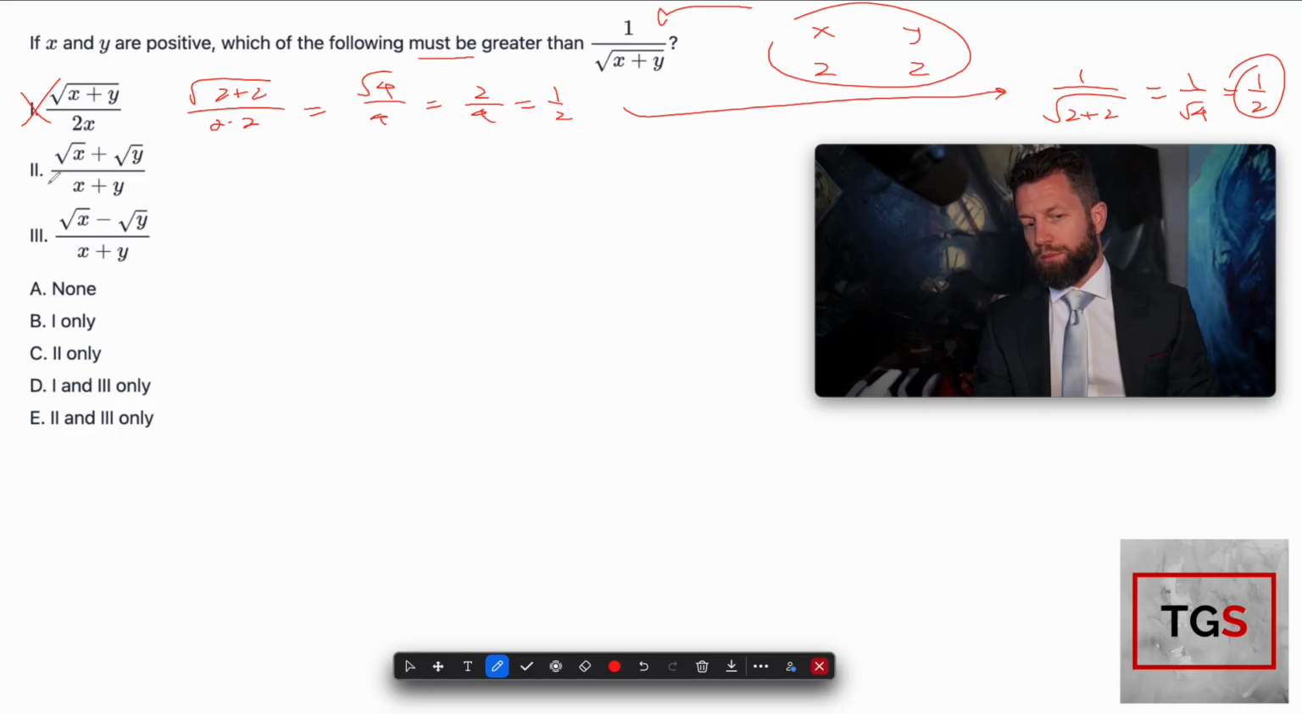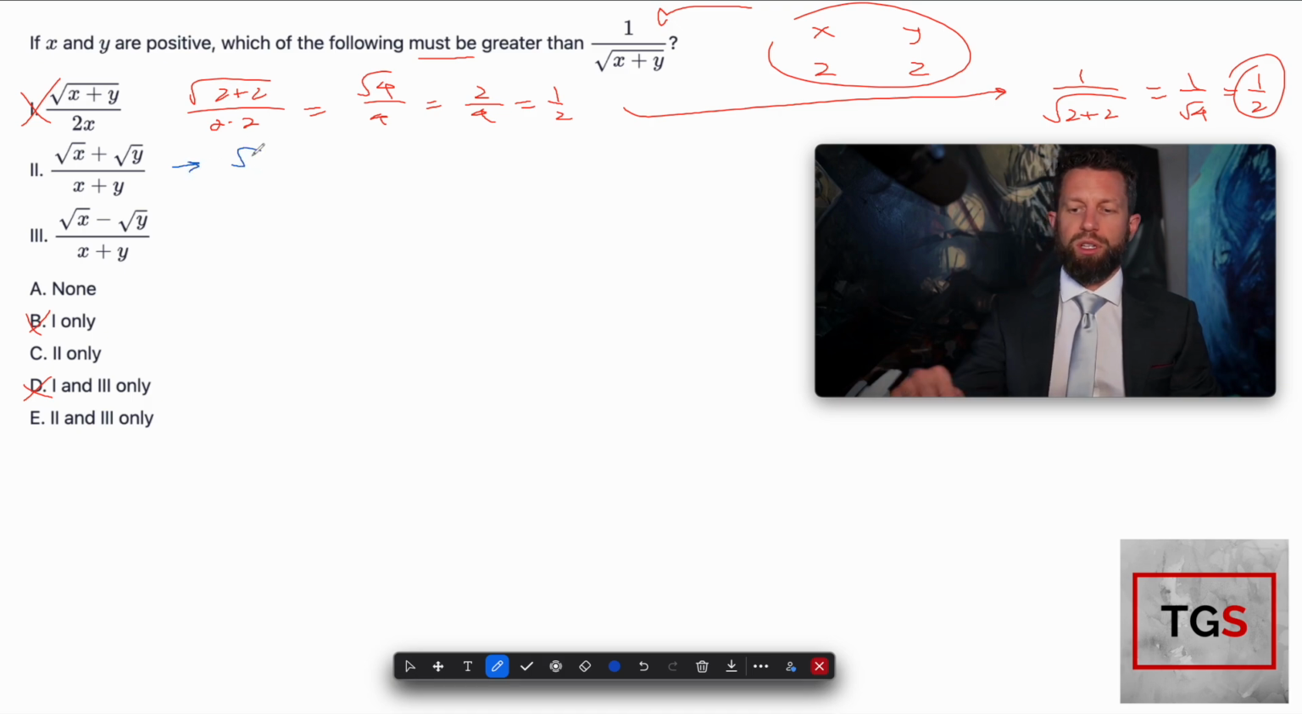Let's try Roman numeral 2. That's a little bit weirder, because I can't easily get rid of the square roots with my numbers. So I'm going to have root x plus root y on top. So I'll have root 2 plus root 2. And then on the bottom, I've got x plus y. 2 plus 2 is 4. So I'd wind up with root 2 plus root 2 over 4.